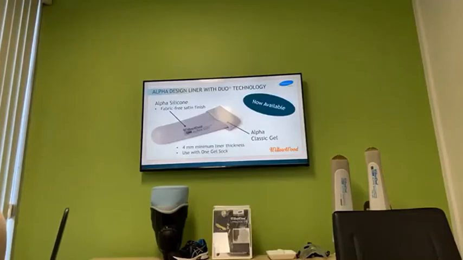WillowWood have also introduced their Duo technology, which is a combination of silicone and classic gel. So we have the classic gel on the inside of the liner, and the alpha silicone on the outside of the liner for durability. This is a fabricless liner. The only difference between this liner and the classic and the hybrid gel is that the minimum thickness is 4 millimeters. It also has to be used with the one gel sock for wicking for vacuum.